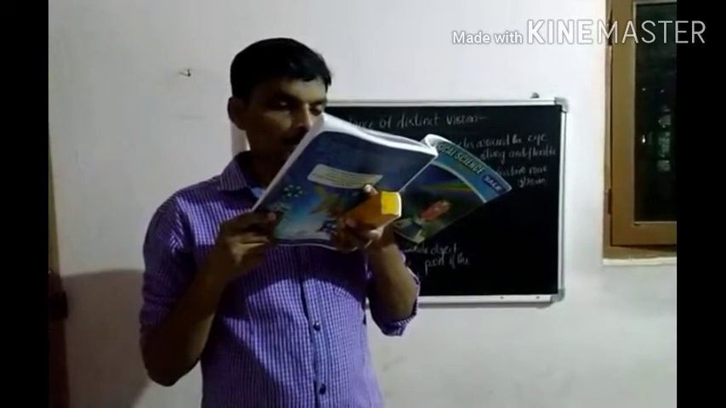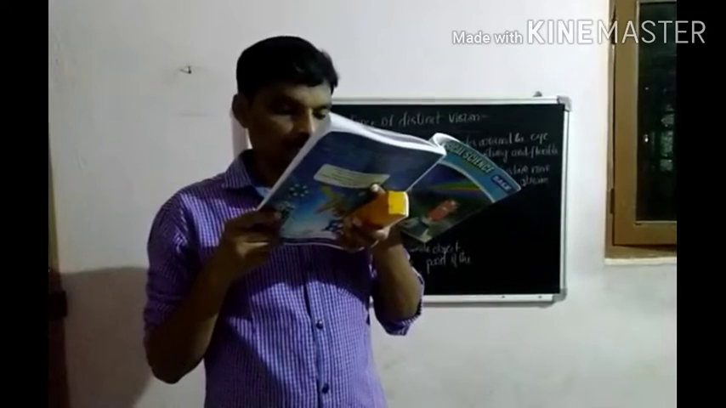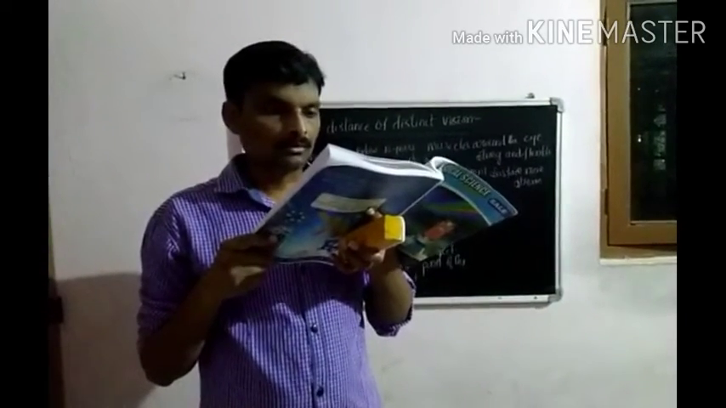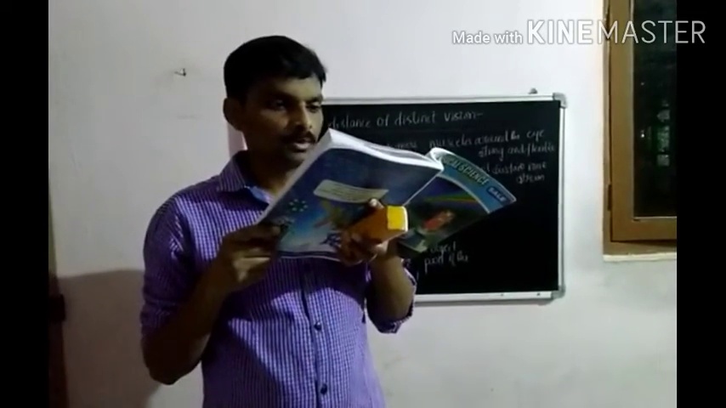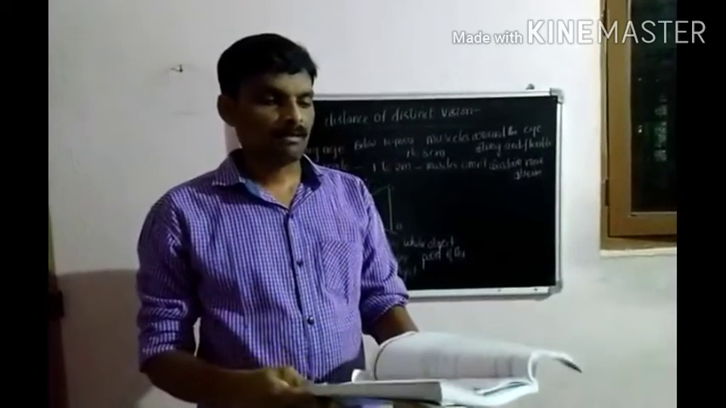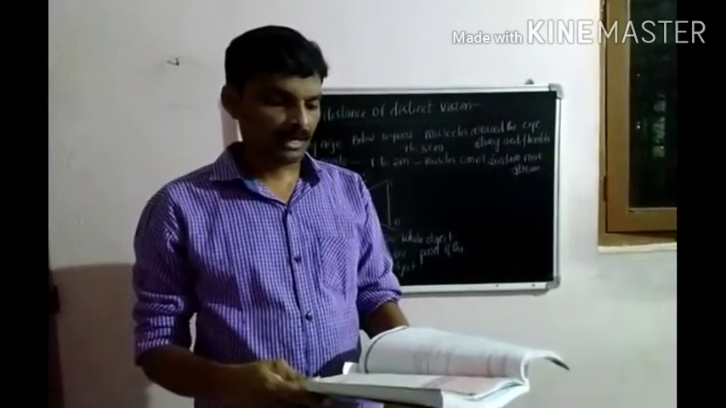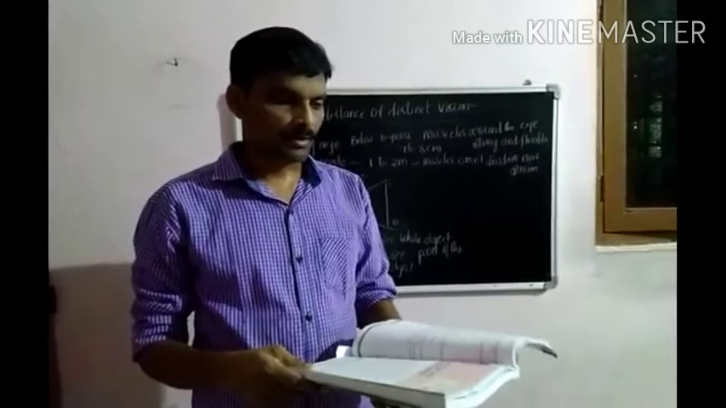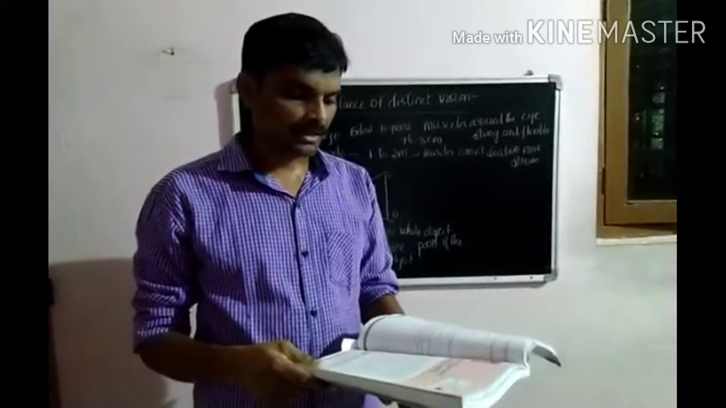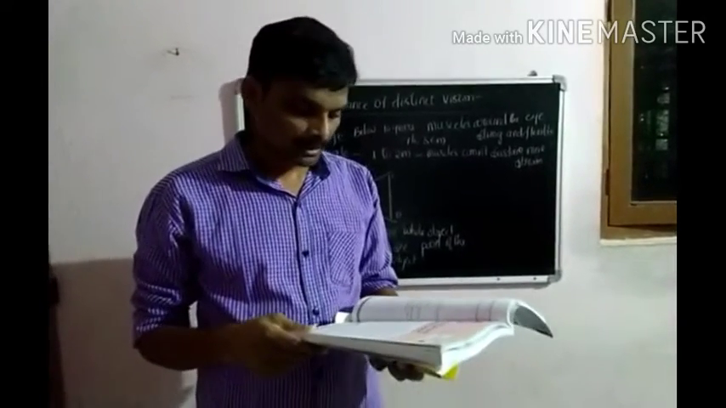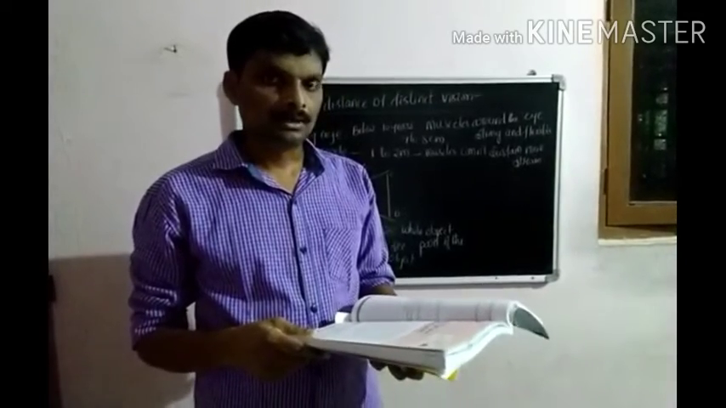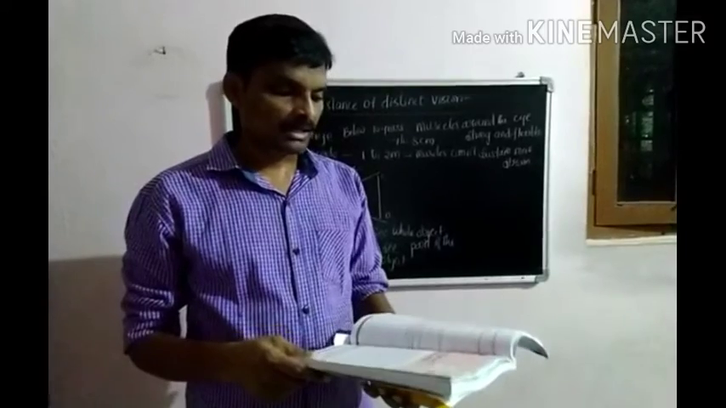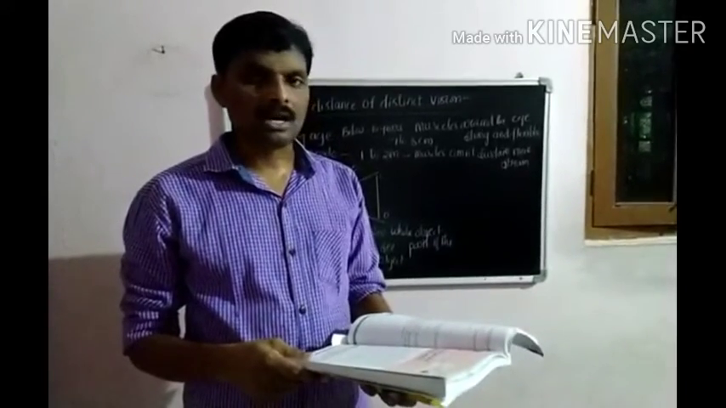If you are not able to see the text, move the textbook away from your eye. At what distance are you able to see the text printed on your textbook comfortably? The distance from your eye to the object is called the least distance of distinct vision of your eye.